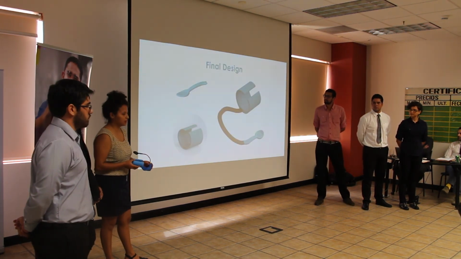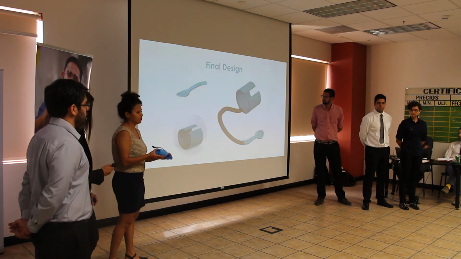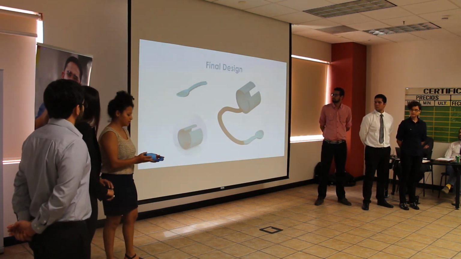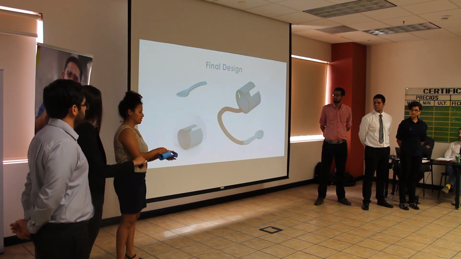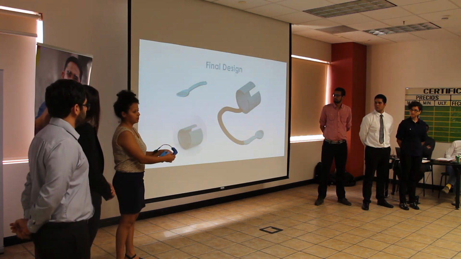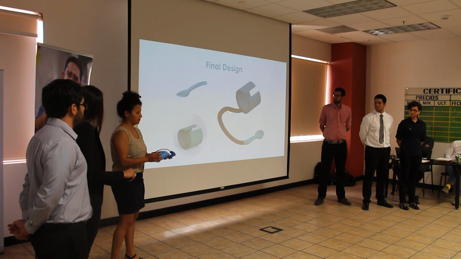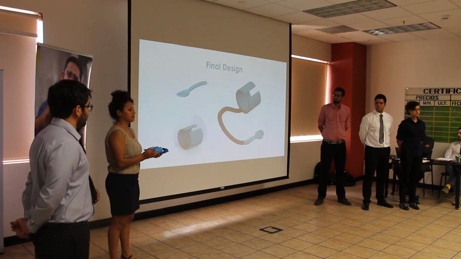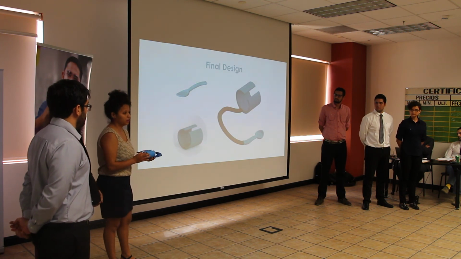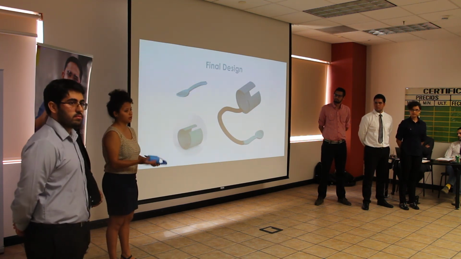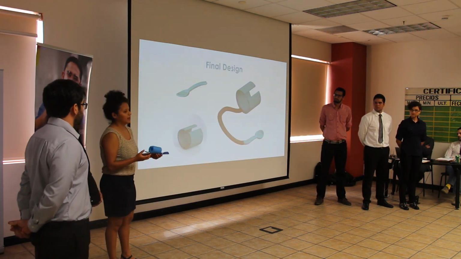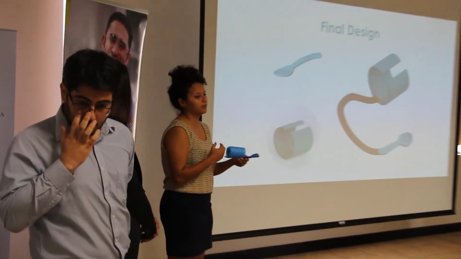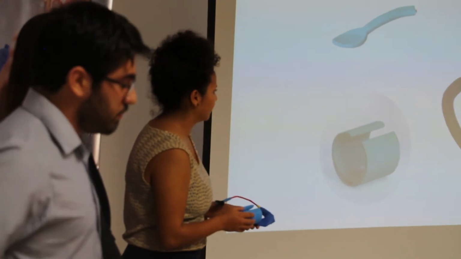Well, our final design is the following. It contains 3 parts: the bracelet, the articulated tube, and the spoon. This bracelet is going to make it easy for the user to put it on and take it off, and to put it on by themselves.